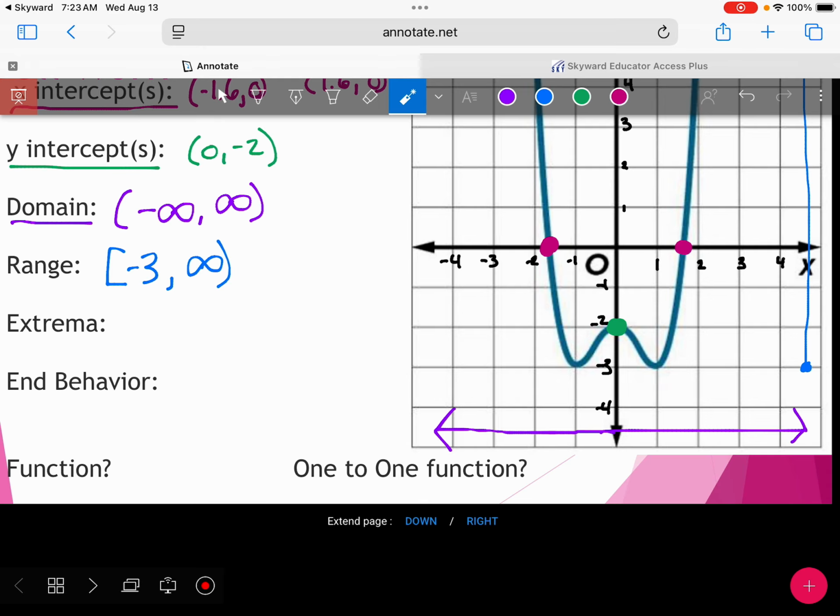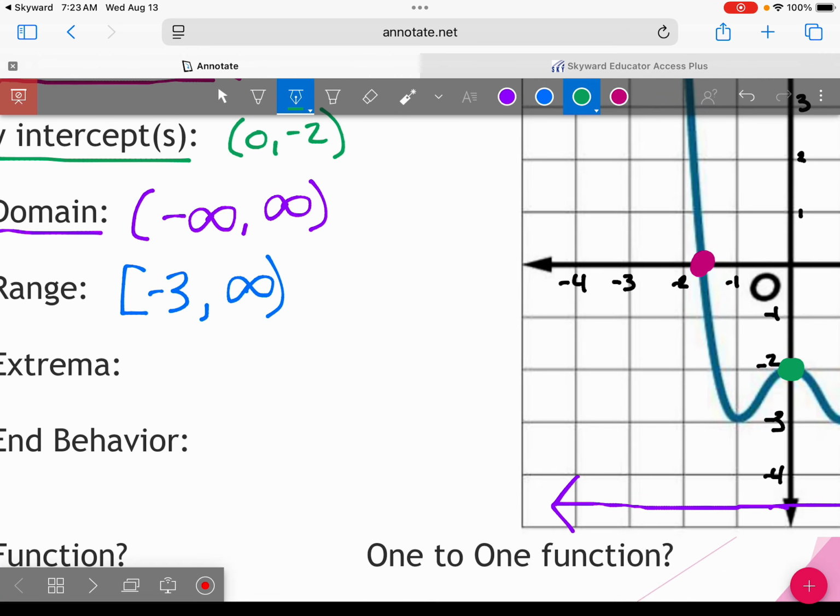It's a maximum. Is it an absolute maximum or a relative maximum? Relative, because it is a relatively high point. It is higher than all of its neighbors. It's just not the tippy top ever. So we have a relative max at that 0, -2. Our y-intercept is also an extrema. They can be more than one thing.